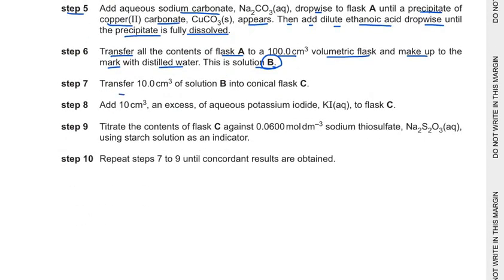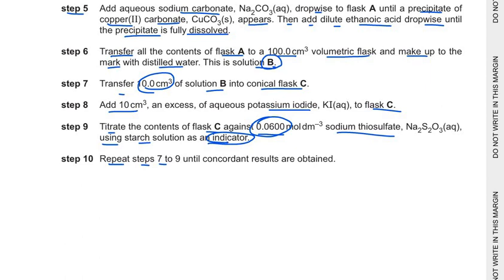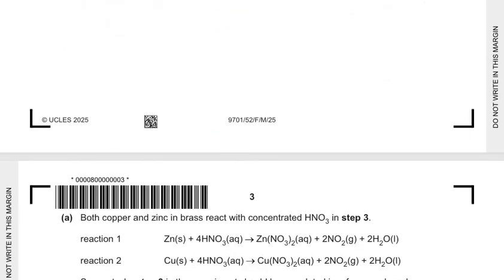Okay, now transfer 10 cm³ of solution B into conical flask C. Add 10 cm³ of potassium iodide to flask C. Titrate the contents of flask C against 0.06 mol dm⁻³ sodium thiosulfate, using starch solution as an indicator. Repeat steps 7 to 9 until concordant results are obtained. So by titration we are determining the amount of Cu present in the brass.